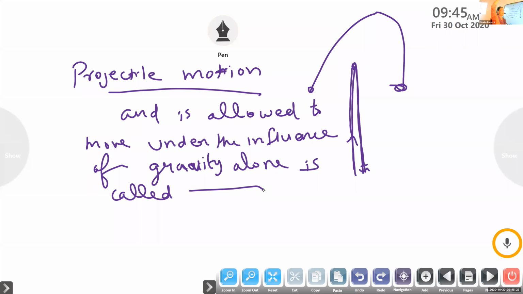moves to a particular height, its velocity goes on decreasing and reaches 0. Then it falls under gravity. So when it falls under gravity, it is in the direction of the gravitational force. Therefore, velocity increases and it reaches the ground. So that is projectile motion. In straight line motion also, we have learned all three equations of motion in terms of that. So here, what is the importance of this?